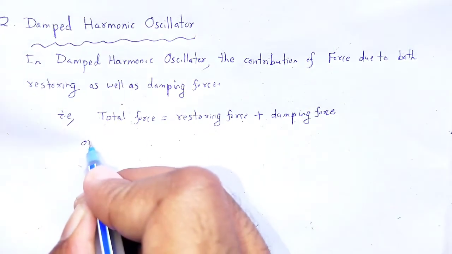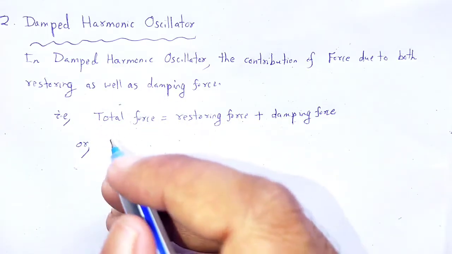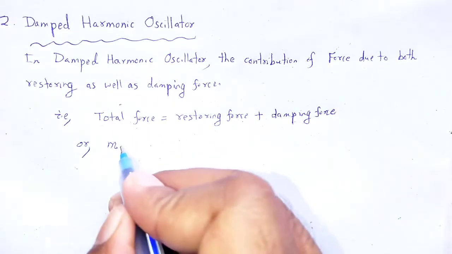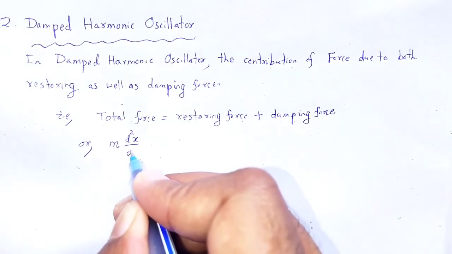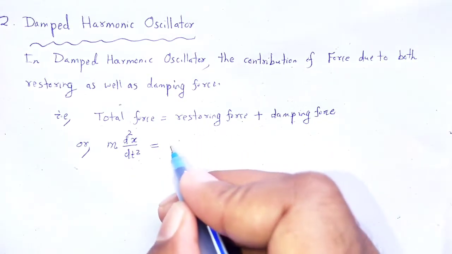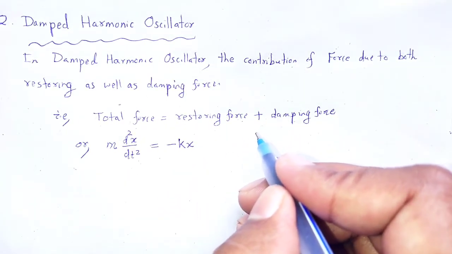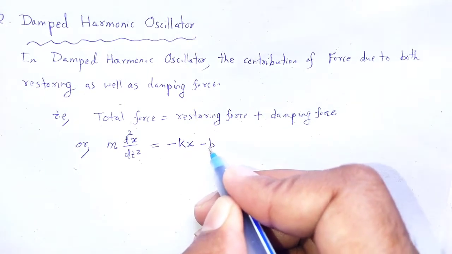To take the equation of a damped harmonic oscillator, the total force is mass into acceleration. So mass m of the particle, acceleration is the second order differentiation of displacement, d square x by dt square, is equal to the restoring force, as we discussed, minus k into x, and the damping force, which is minus b into v.